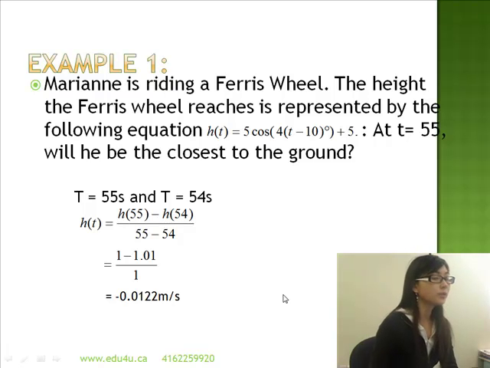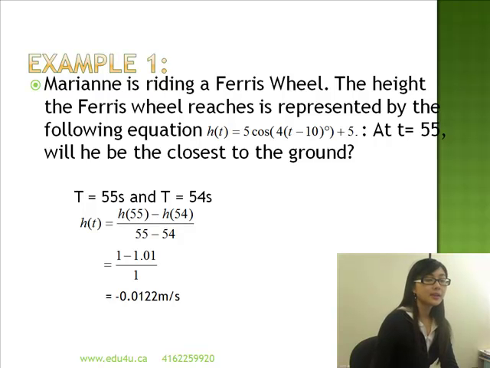Now let's look at example number 1 from your learning resources. Marianne is riding a Ferris wheel. The height of the Ferris wheel is represented by the following equation. H of t equals 5 cos(4(t − 10)°) + 5. At t equals 55, will he be closest to the ground?